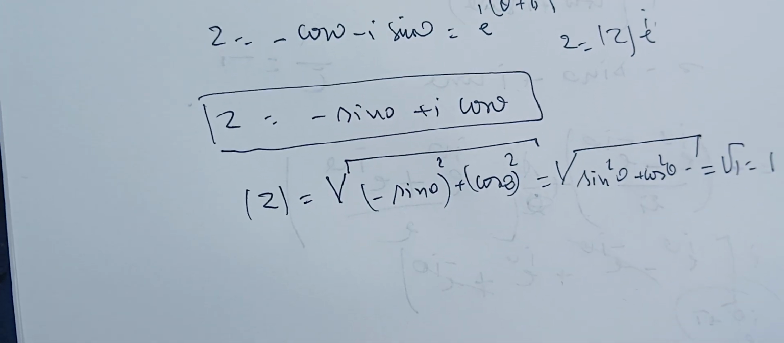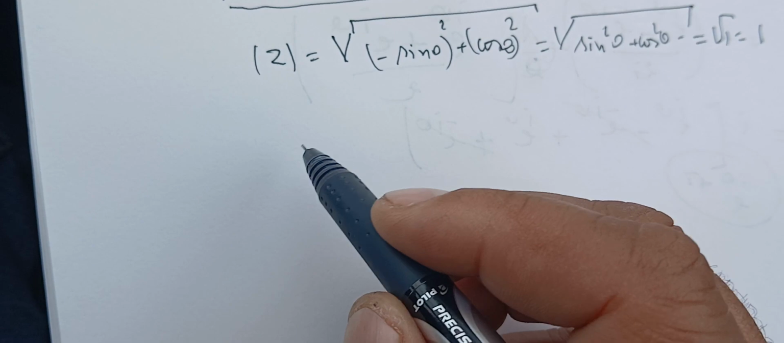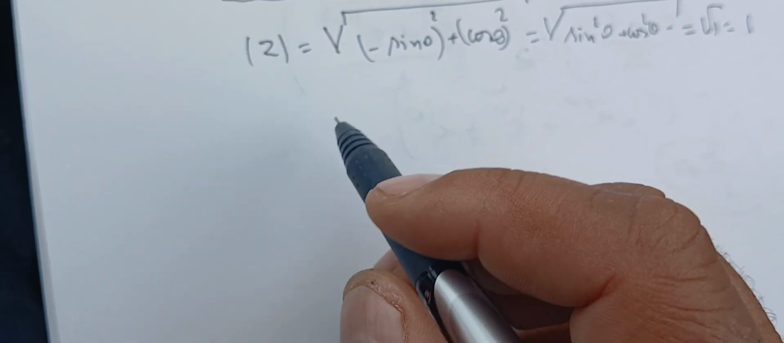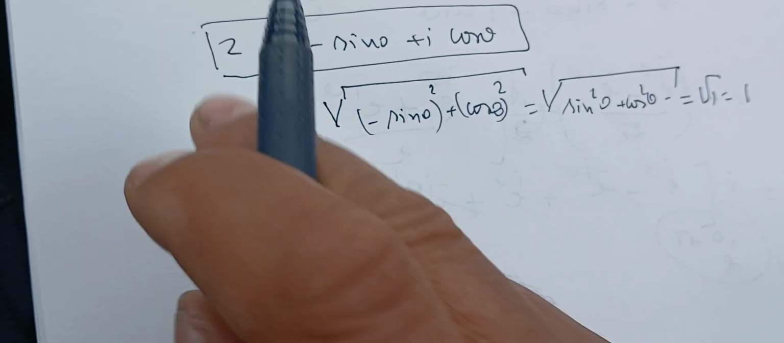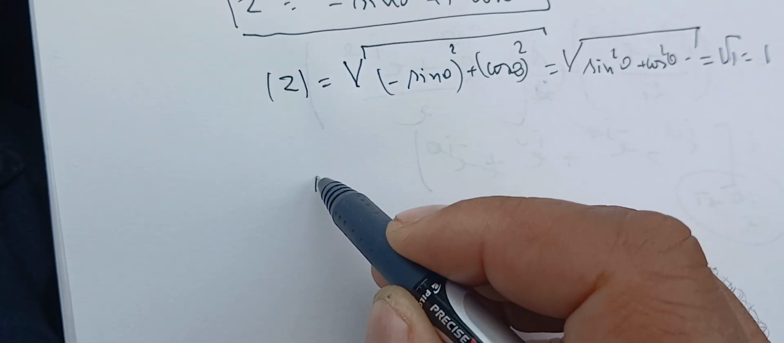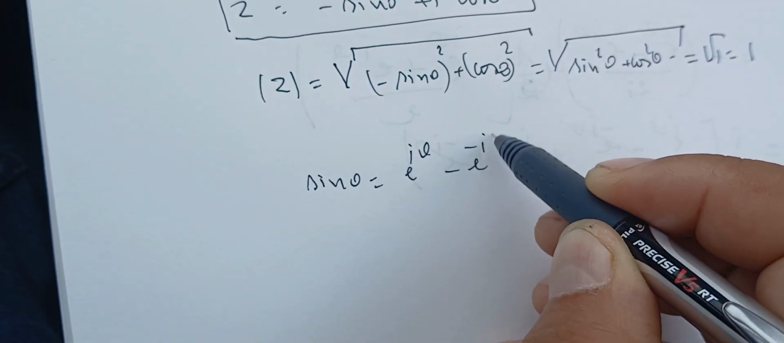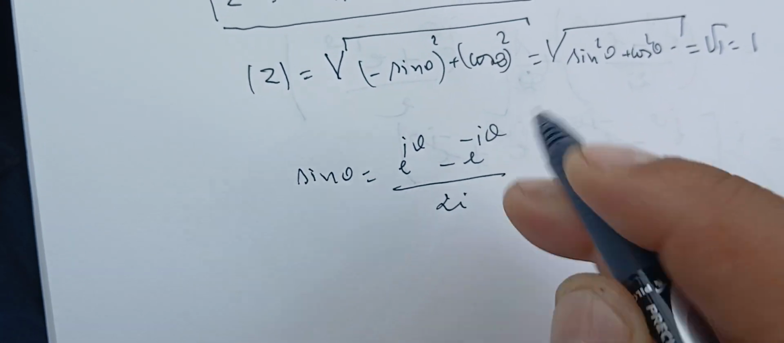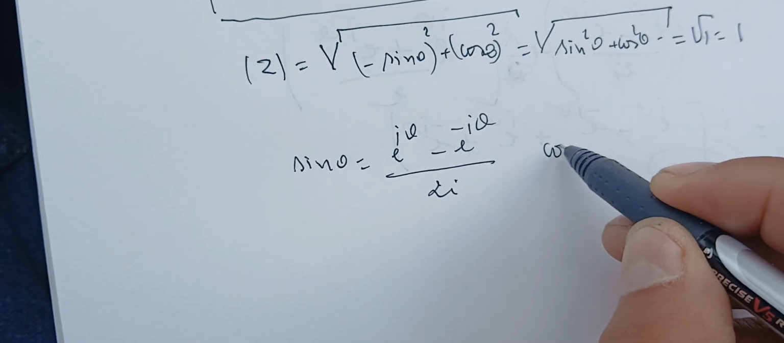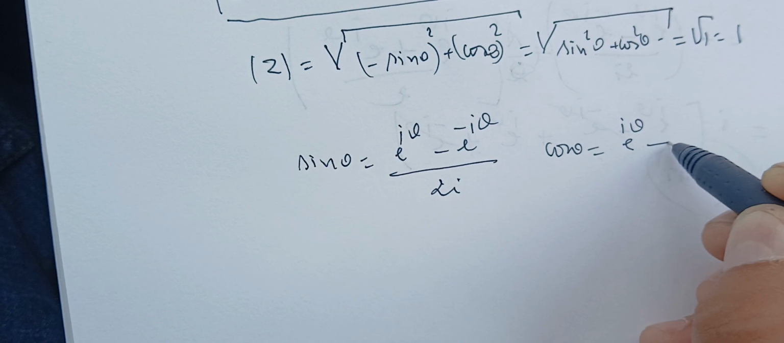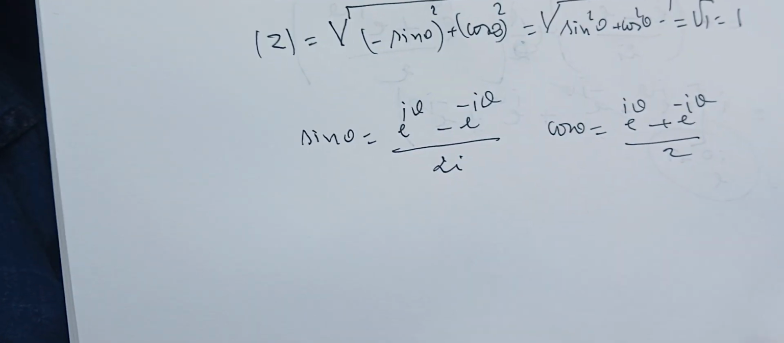Okay, now we're going to use Euler's formula for the sine and the cosine to determine an expression for the exponential form of z. So we know that sine theta is e to i theta minus e to minus i theta over 2i. Be careful, don't miss these two i's. And cosine theta is e to i theta plus e to minus i theta over 2. So we plug them here and we see what happens.